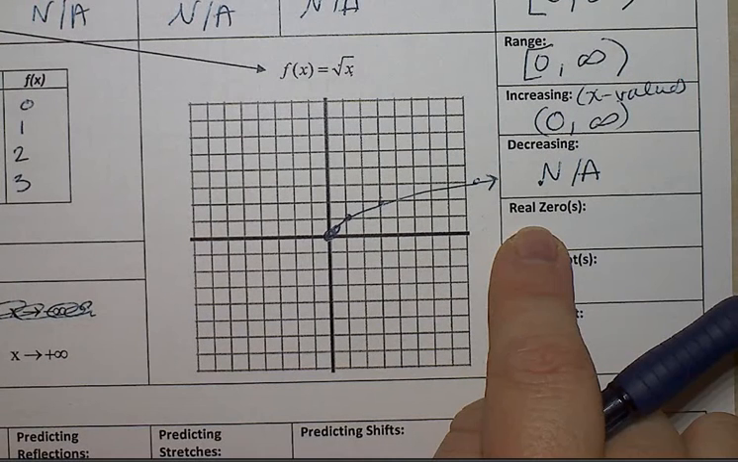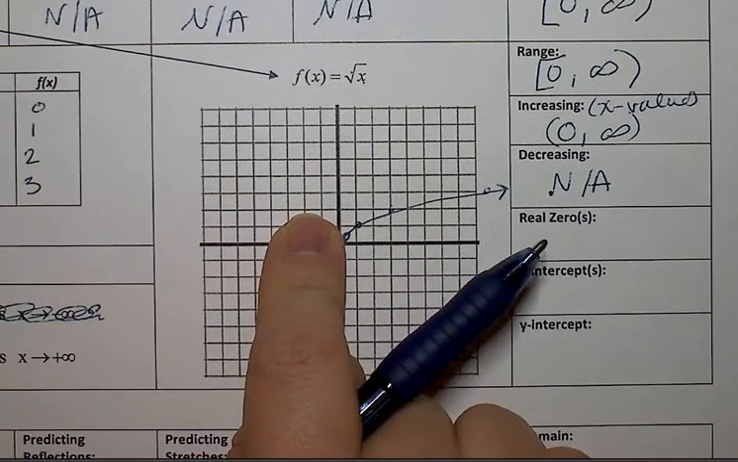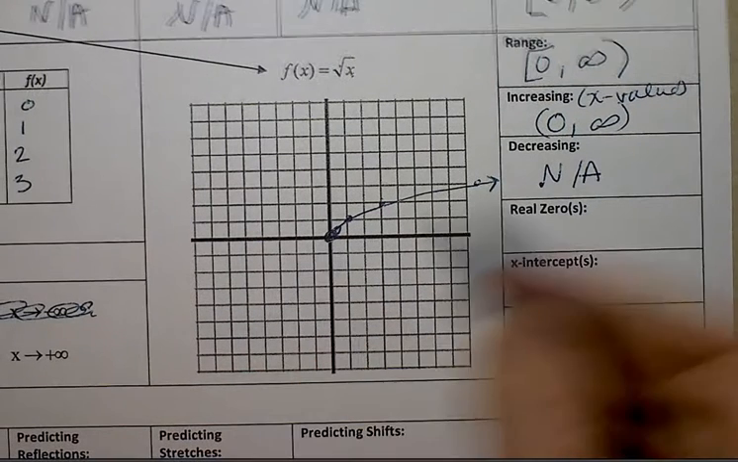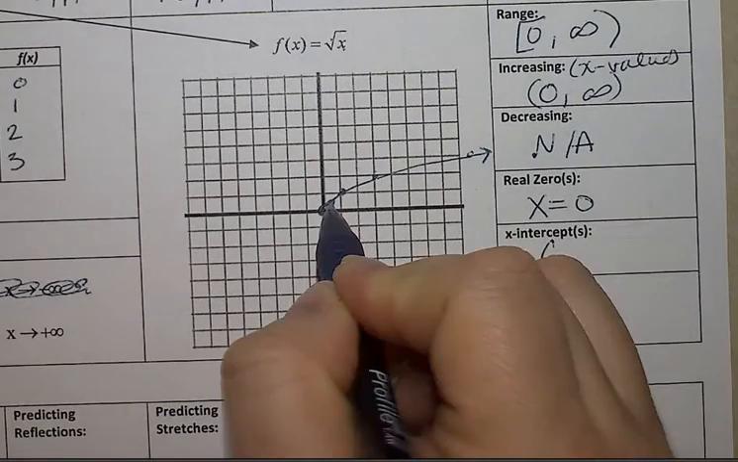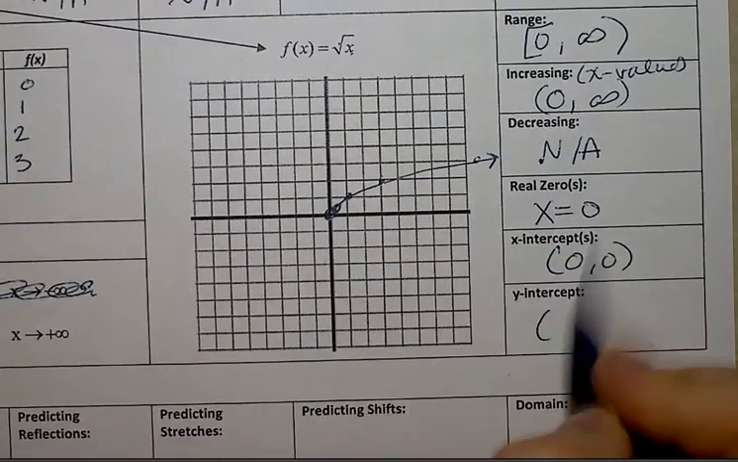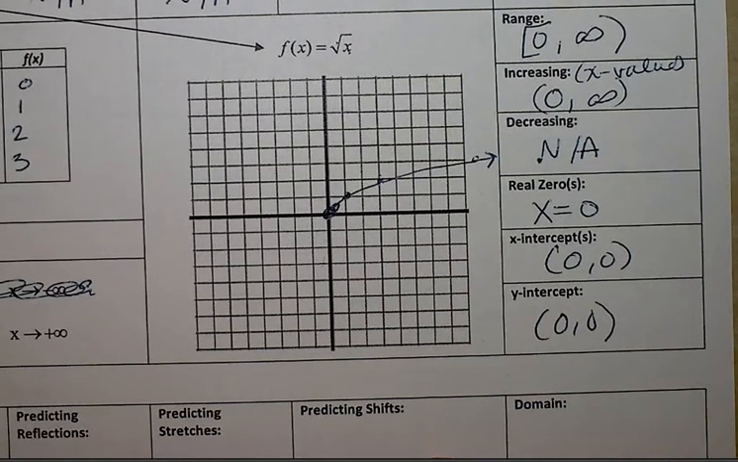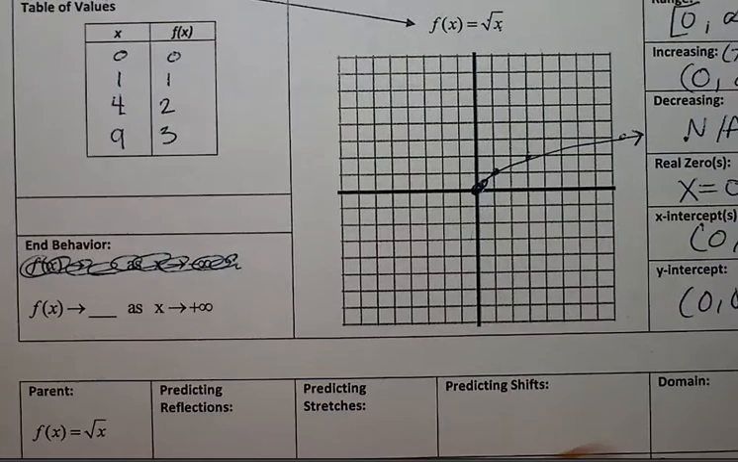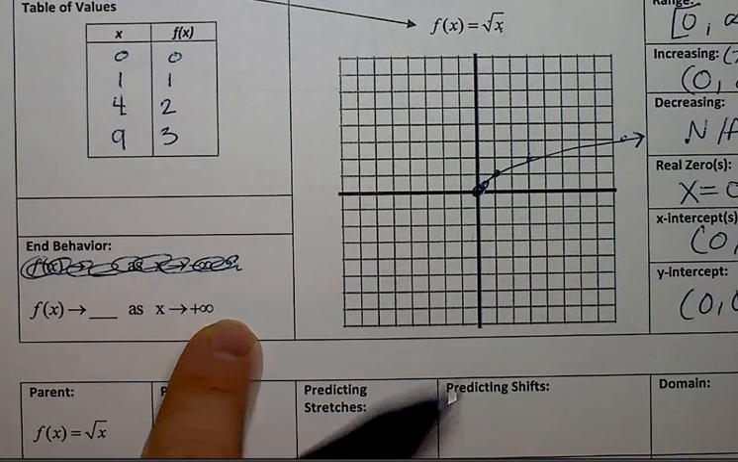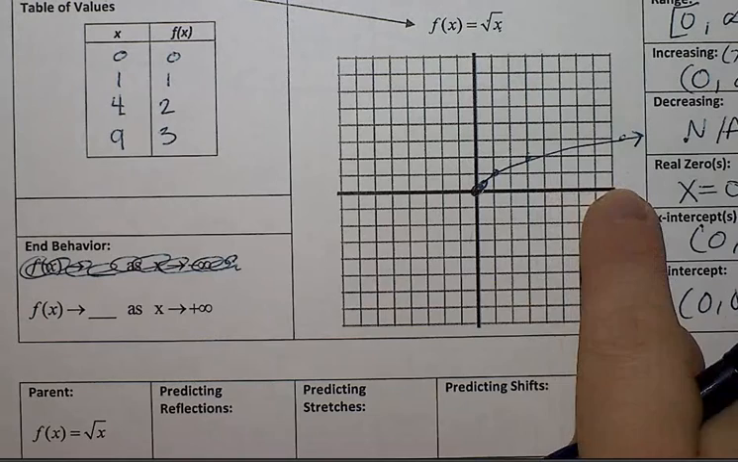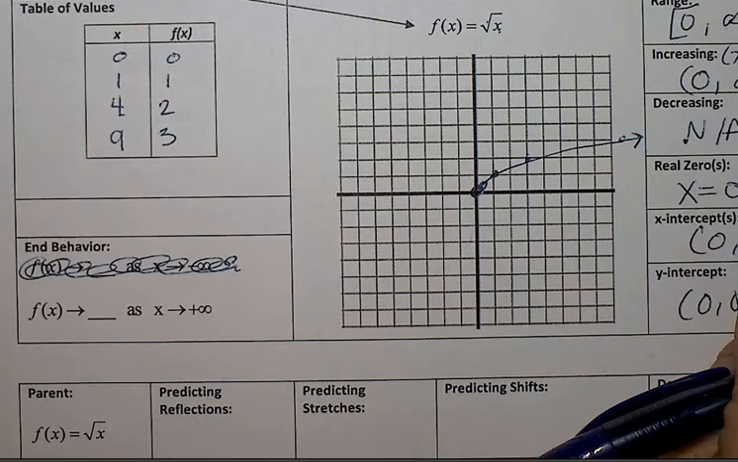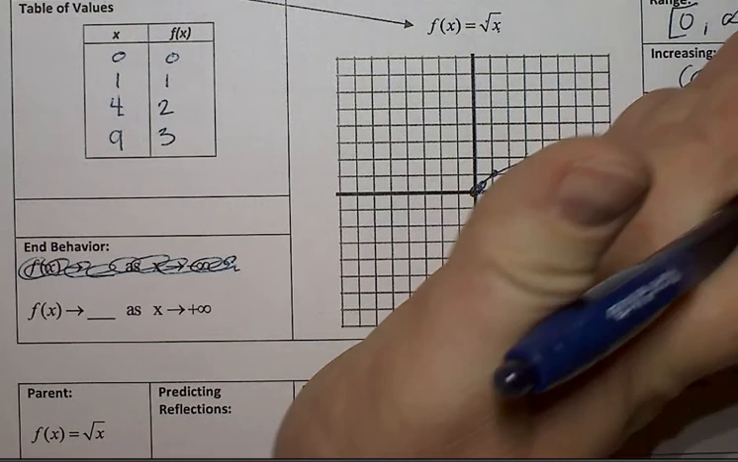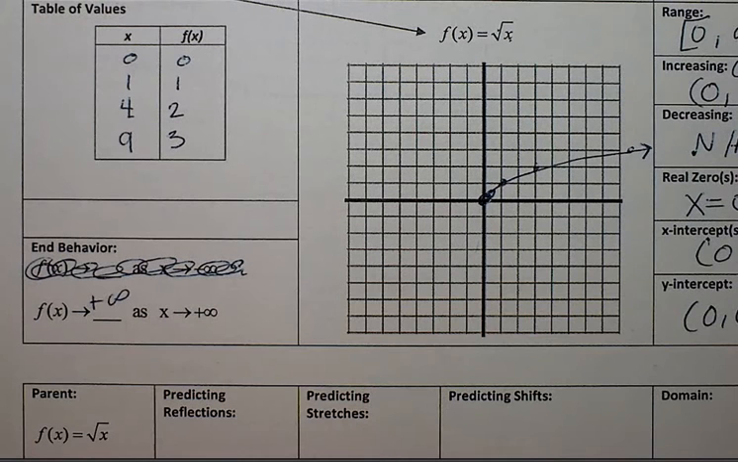Okay, the real zeros. Now this is an easy one just to visually see. We have an x-intercept, or a real 0 at x equals 0. As an ordered pair, the x-intercept is (0, 0), and the y-intercept is also (0, 0). As this function moves to the right, is our graph going up, going down, or staying consistent at one number? It's gradually moving up, so it's going to be positive infinity. Go down to the next one.